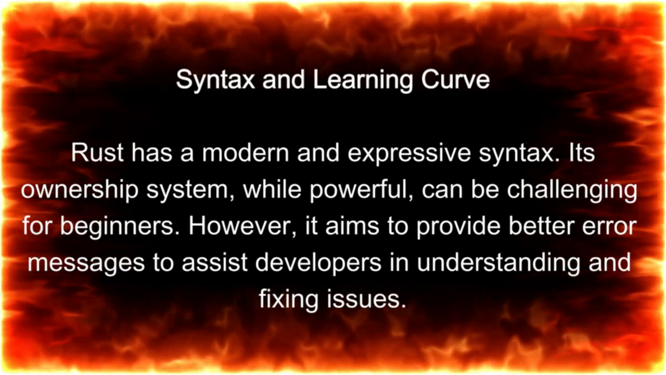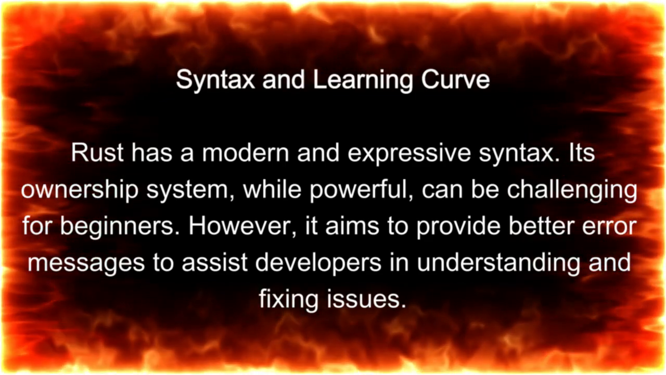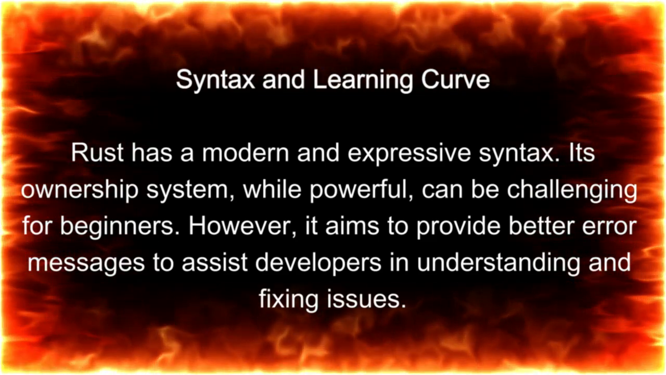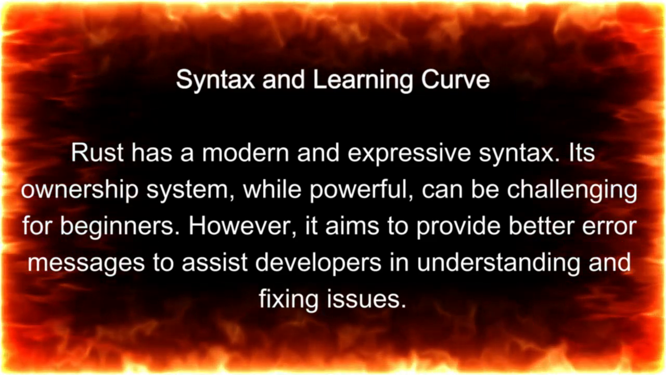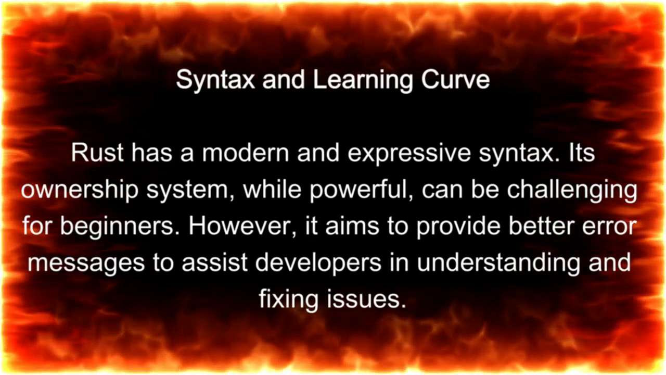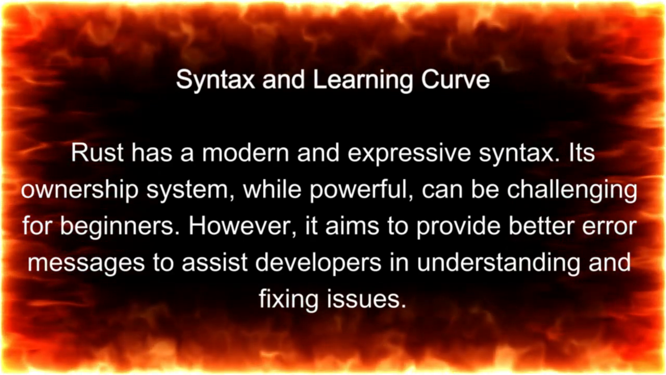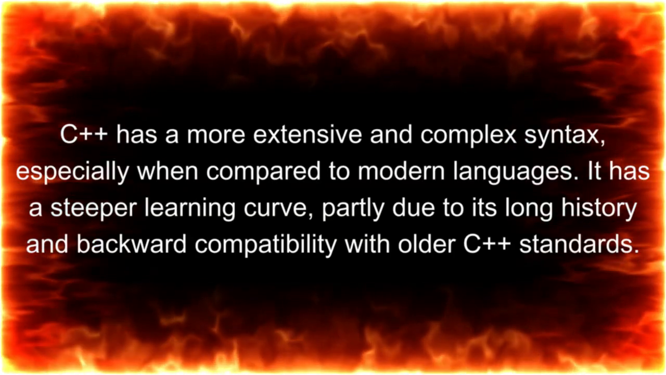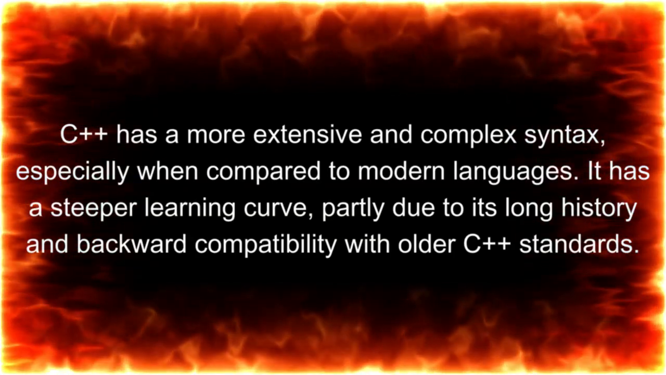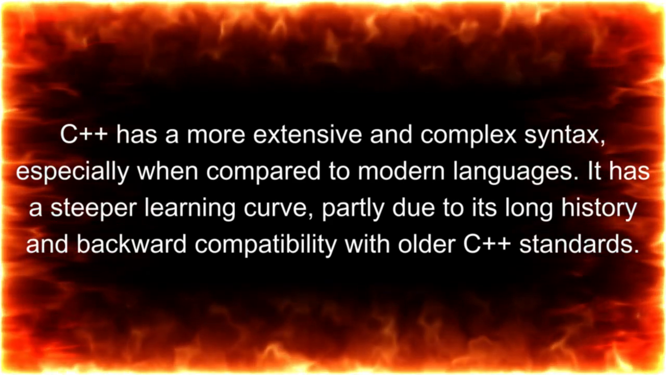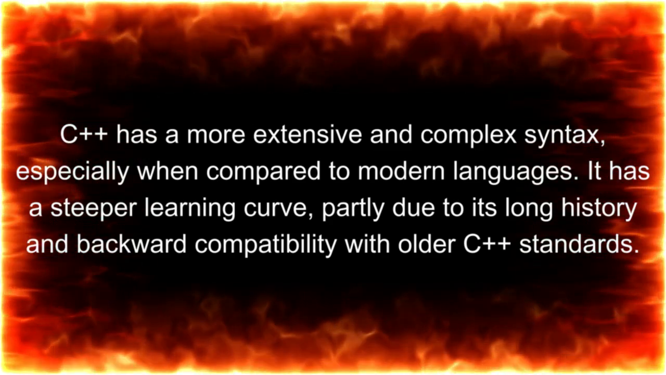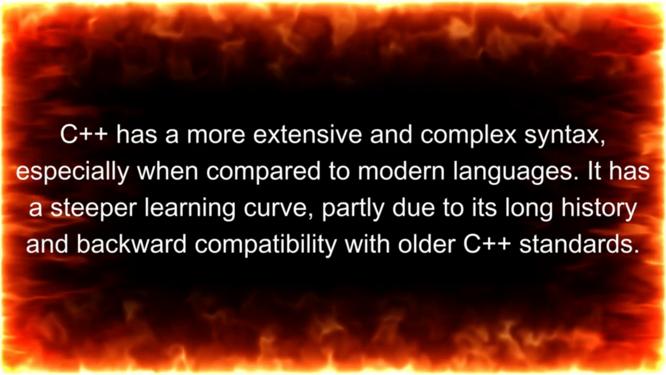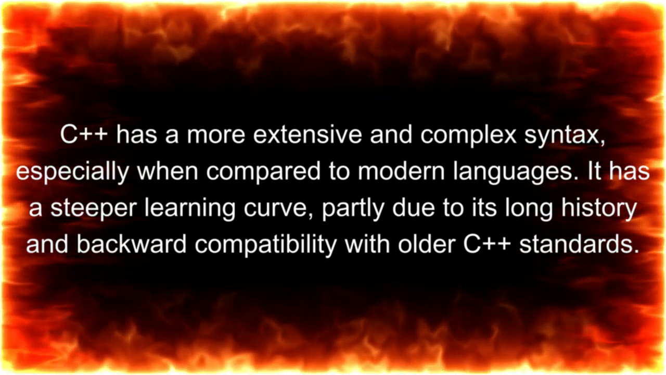Syntax and learning curve. Rust has a modern and expressive syntax. Its ownership system, while powerful, can be challenging for beginners. However, it aims to provide better error messages to assist developers in understanding and fixing issues. C++ has a more extensive and complex syntax, especially when compared to modern languages. It has a steeper learning curve, partly due to its long history and backward compatibility with older C++ standards.